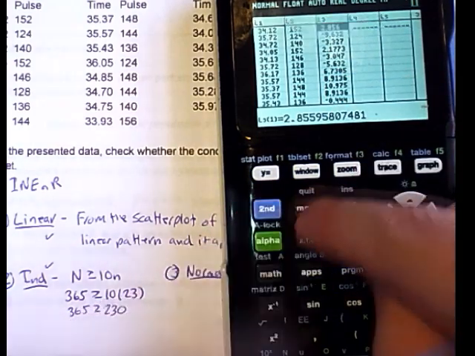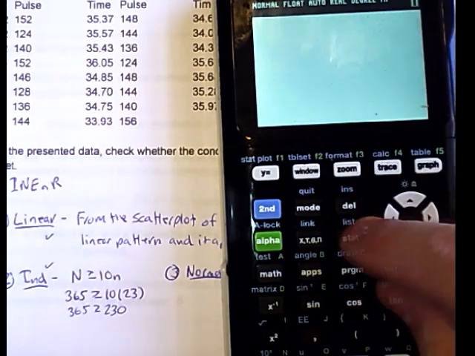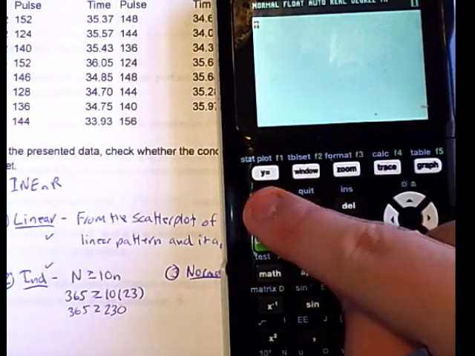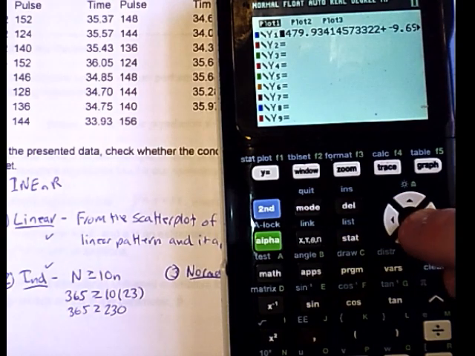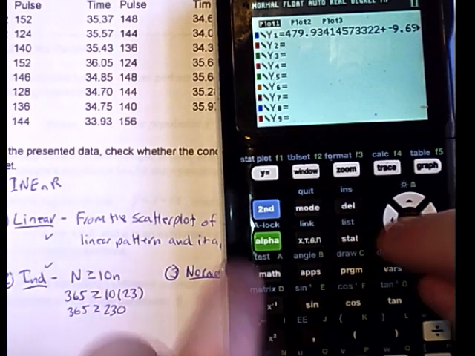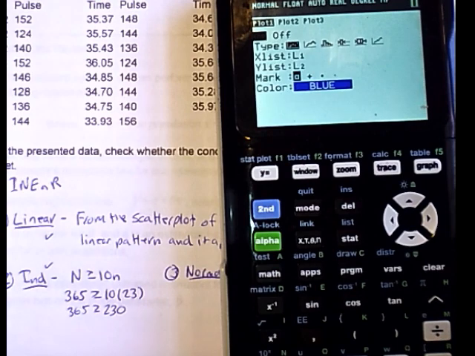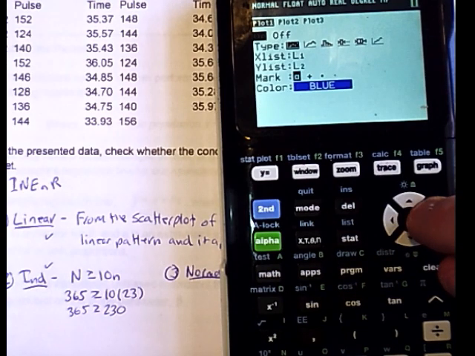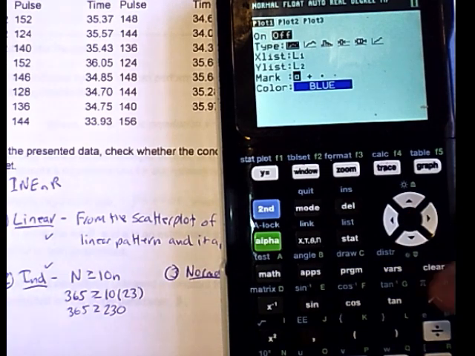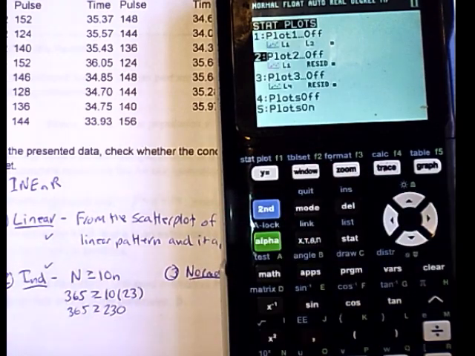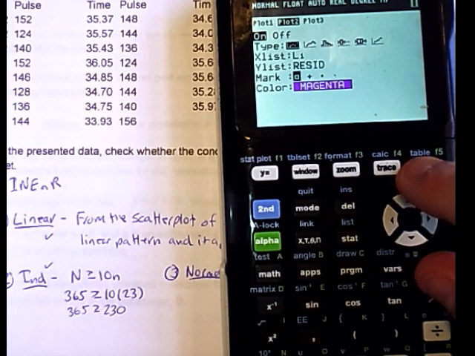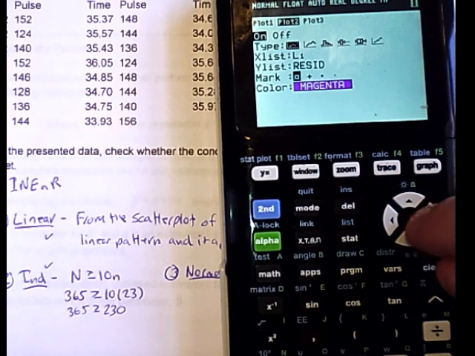So I'm going to quit out of here, right? And let's go ahead and turn that regression equation off. Go back under stat plot. Okay. Let me just turn that one off. And now let's go under plot 2. And now let's make a box plot, or a modified box plot, that option right there.